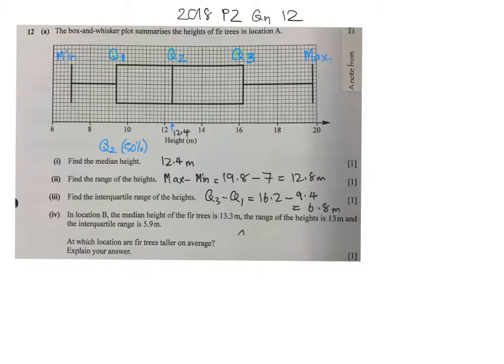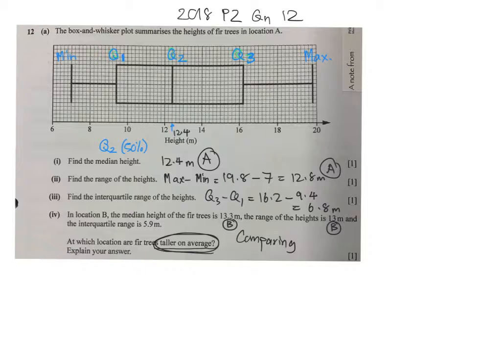We're doing this comparison that we did last time before. But what are they trying to compare? Which trees are taller on average? Average means median. For A, the median is 12.4, the range is 12.8. For the other one, the median is 13.3, range is 13. So in general, what would you say is the taller trees?